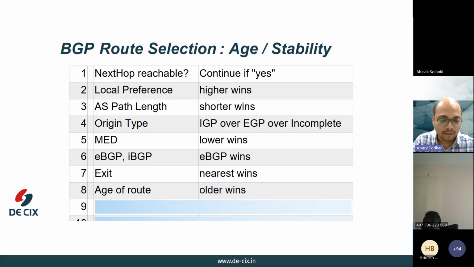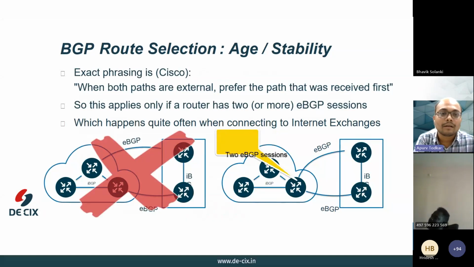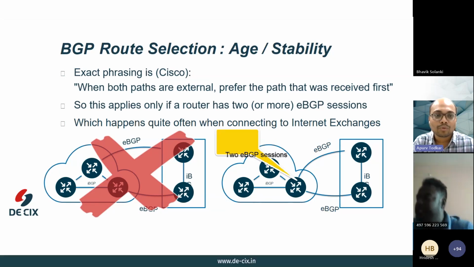Next up, in the 8th point, we have the age of the route attribute. Step 8 in the BGP decision making process is about the age of the route, which can be a bit tricky to understand. According to Cisco's documentation, this rule is: when both paths are external, prefer the path that was received first. This rule applies when a router has multiple external BGP connections to the same outside destination, which often happens when connected to internet exchanges.